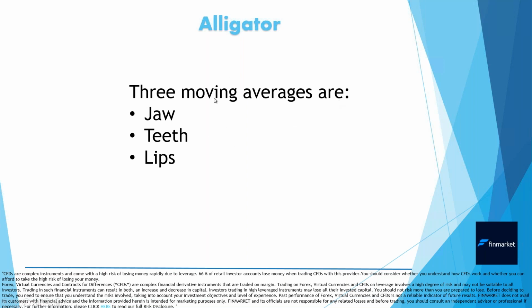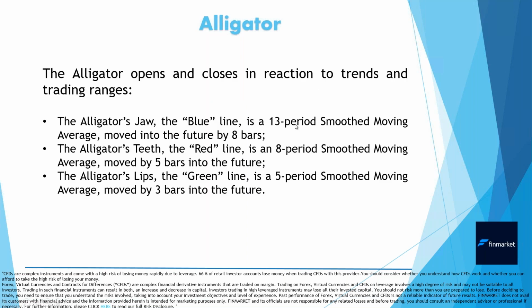Okay, so when the mouth is open, it is chasing the market, you normally have a trend according to Bill Williams, and these reactions mainly have some ranges. The alligator jaw, the blue line, is the 13-period smoothed moving average, moved into the future by 8 bars, meaning that the line is plotted 8 bars into the future. So his calculation has some kind of 8-bar prediction according to him.